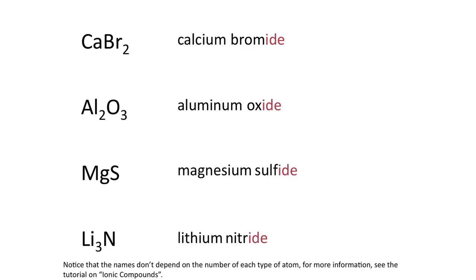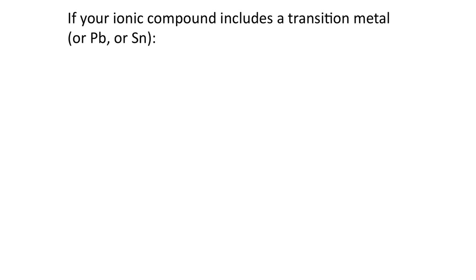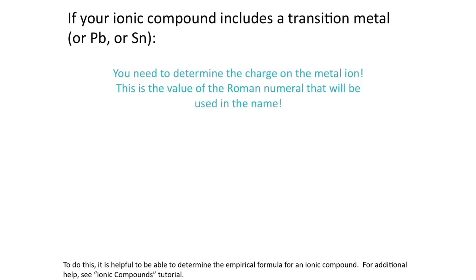Okay, so hopefully what you're realizing right now is as long as you don't have a transition metal, if you have an ionic compound that's made from only 2 different types of elements, naming the compound is fairly straightforward. The cation keeps its name, the ending of the anion gets changed to "ide." We're going to add just one more step in here when we name ionic compounds that have a transition metal in the formula. And the other 2 metals that we normally need Roman numerals for would be lead and tin. For these compounds, you need to determine the charge of the metal ion. Remember that this is the value of the Roman numeral that would be used in the name.